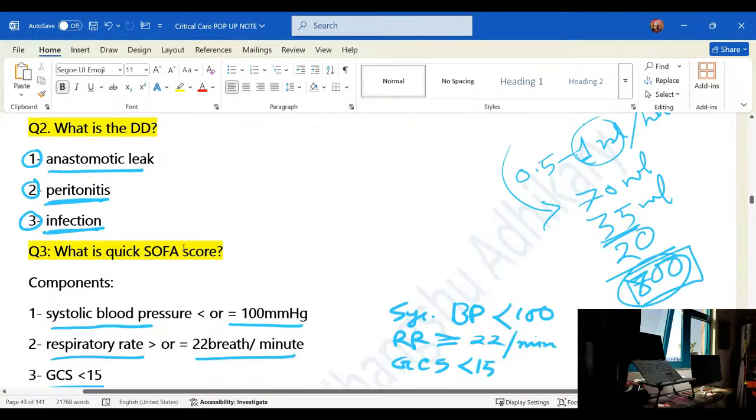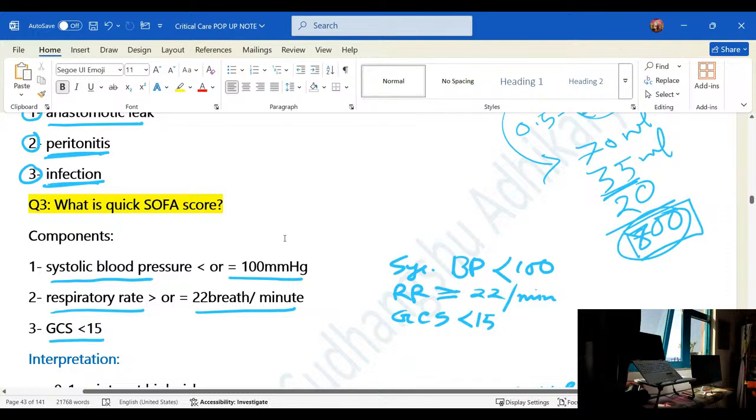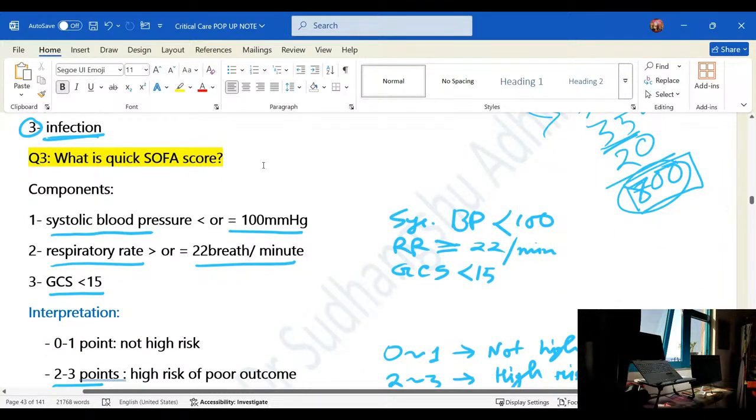Quick SOFA. Last night also we studied quick SOFA. It is a scoring system which gives the idea about the mortality of a hospitalized patient or the outcome of an ICU patient. It has three criteria and it has 3 points. The criteria are systolic blood pressure less than 100 millimeter of mercury, respiratory rate 22 breaths per minute or more, and Glasgow Coma score less than 15.